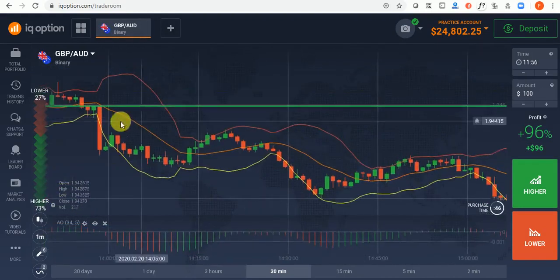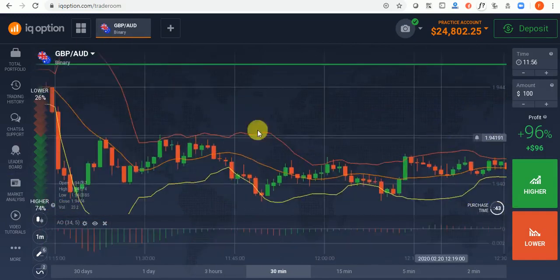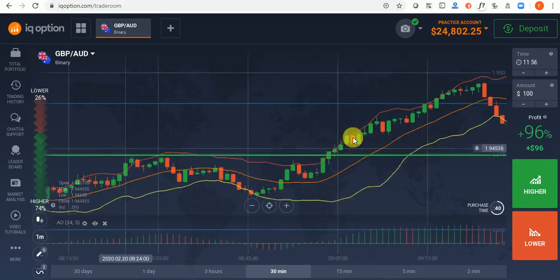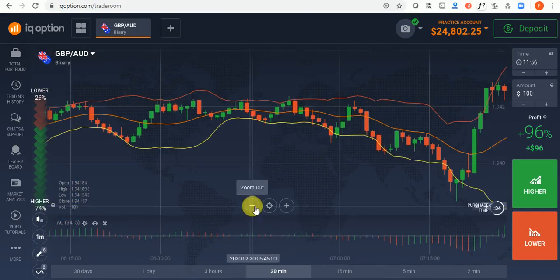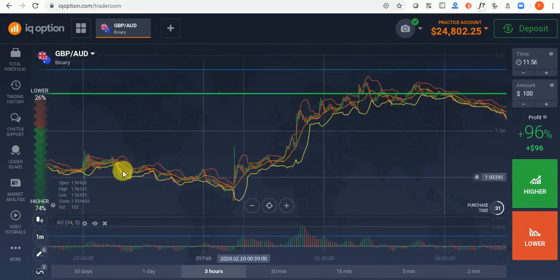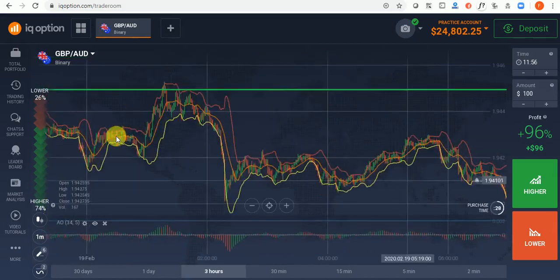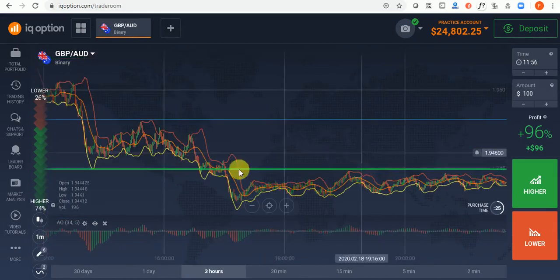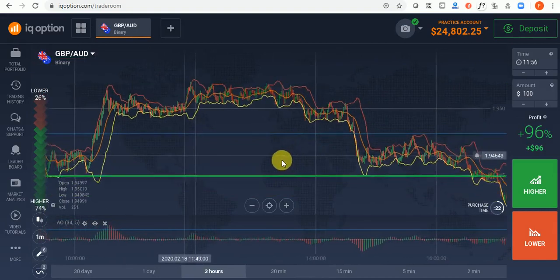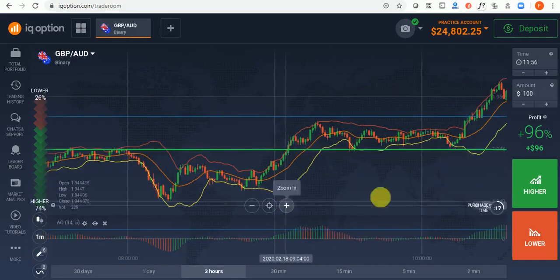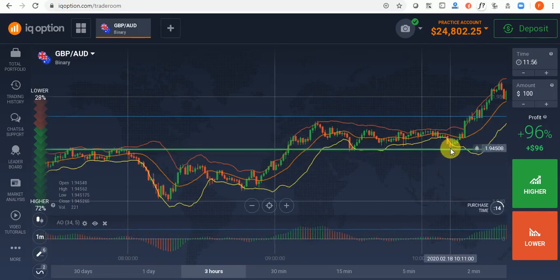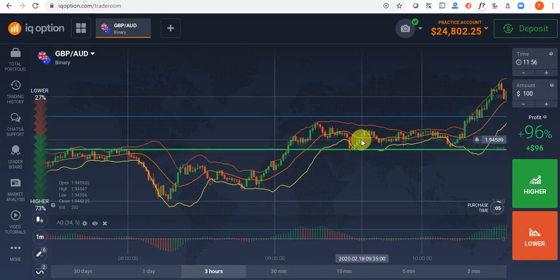Okay, let's check history again. Let's see. Acting as support. I have to zoom out. Acting as support. Okay, we have one here. So let's see. In fact, we have 2 in this case. So let's assume we touch it here: 1, 2, 3, 4. Touch it here, we start counting: 1, 2, 3, 4.